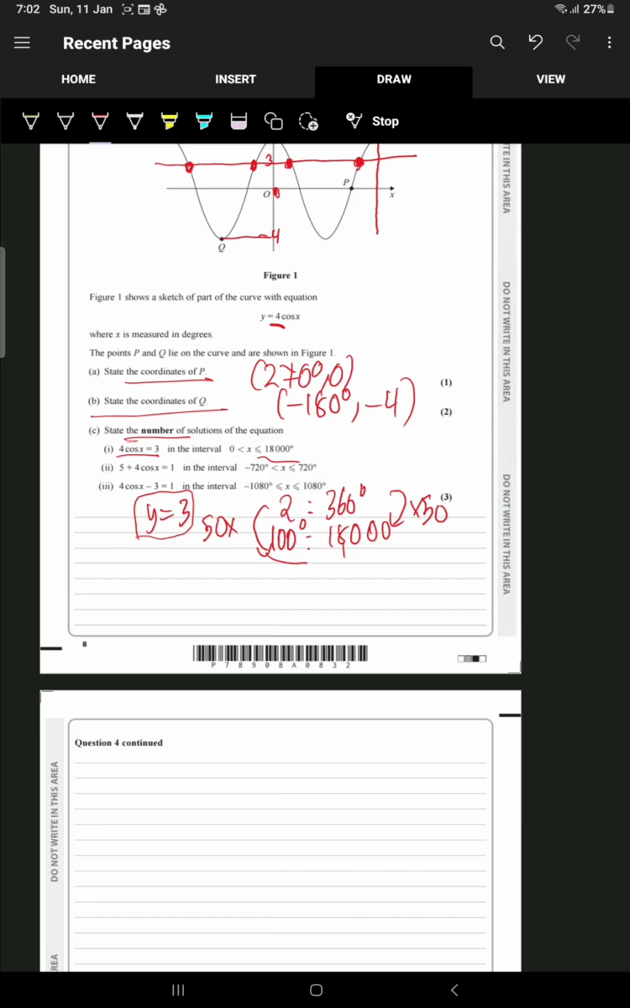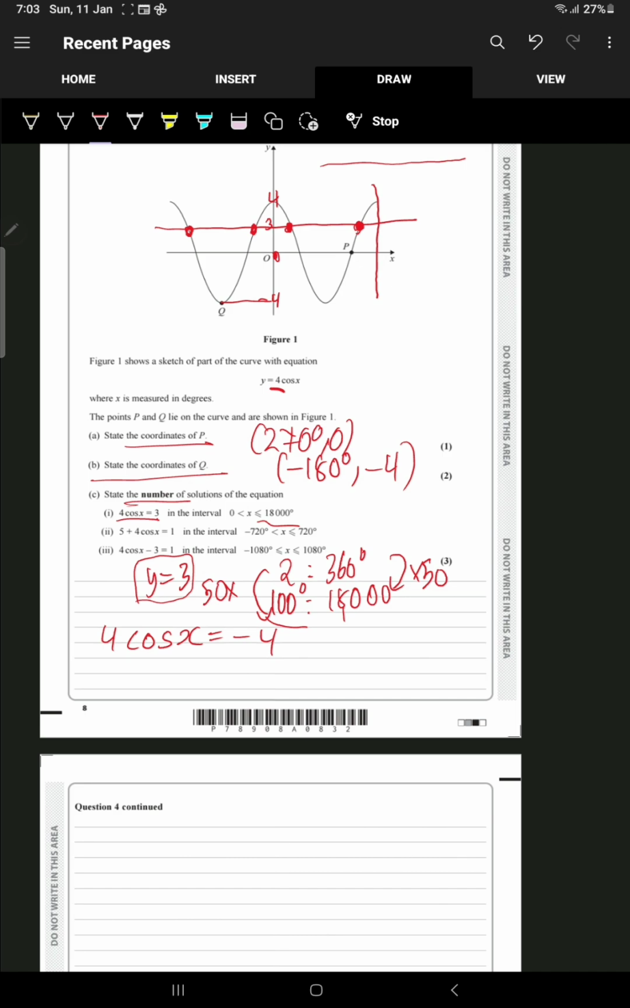All right, so state the number of solutions to the equation. This one is a slightly twisted question, but again you take 5 to the other side, minus 5 on both sides, and this is going to give 4 cos x equals 1 minus 5, which is just minus 4. All right, and we have to draw a graph of y is equal to minus 4, and we can draw it over here.